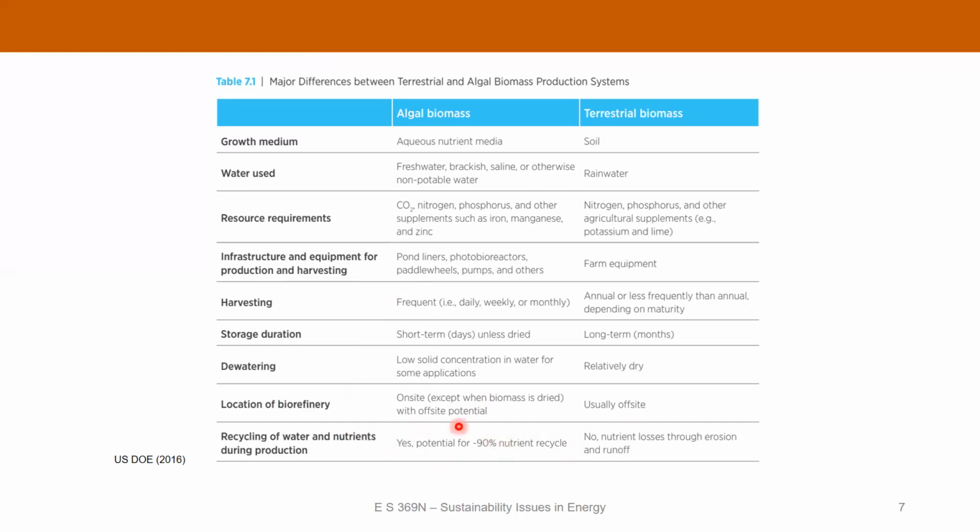And then the last thing is that with algae, you can recycle the water and recover up to 90% of the nutrients in that water for regrowth of new algae. Whereas terrestrial biomass production can actually be bad for the soil because you can lose nutrients through erosion and runoff. So there are some significant differences here, and algae has a big advantage.